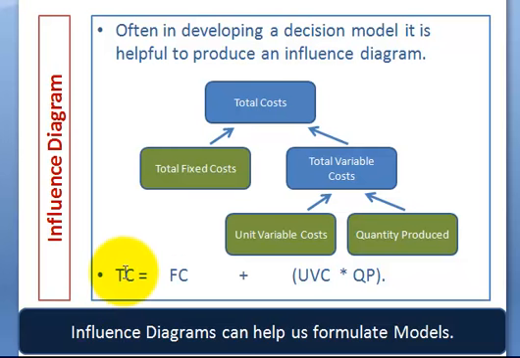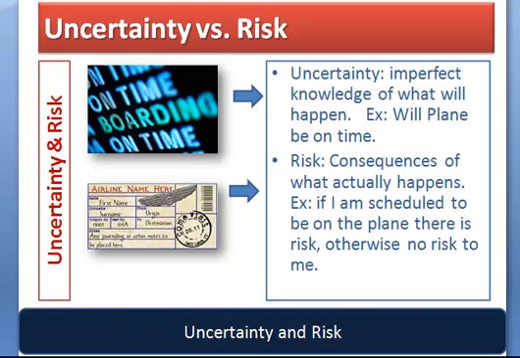Represented as a model, TC, total cost, is equal to fixed cost plus my unit variable cost times my quantity produced. And whatever the assumptions are for fixed cost, unit variable cost, and quantity produced, you can plug them in and determine what your total costs are going to be. So that's a model using an influence diagram.